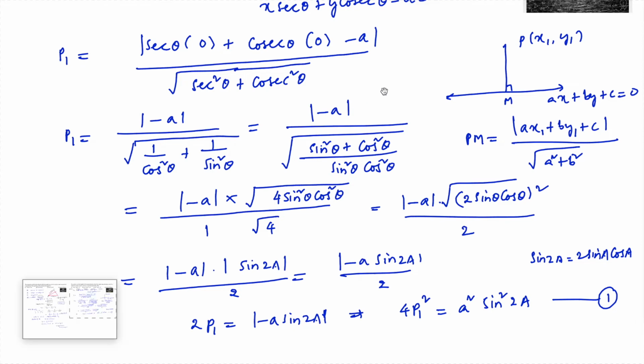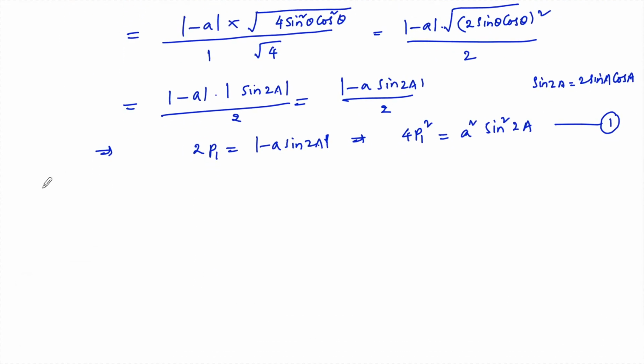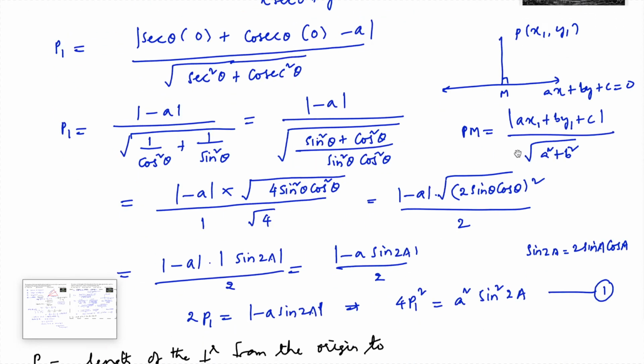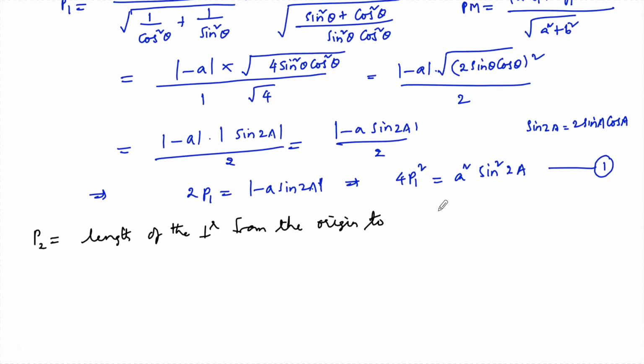And now let us consider P2. P2 is the length of the perpendicular from the origin to the line x cos theta minus y sin theta is equal to a cos 2 theta, or we can write x cos theta minus y sin theta minus a cos 2 theta is equal to 0.